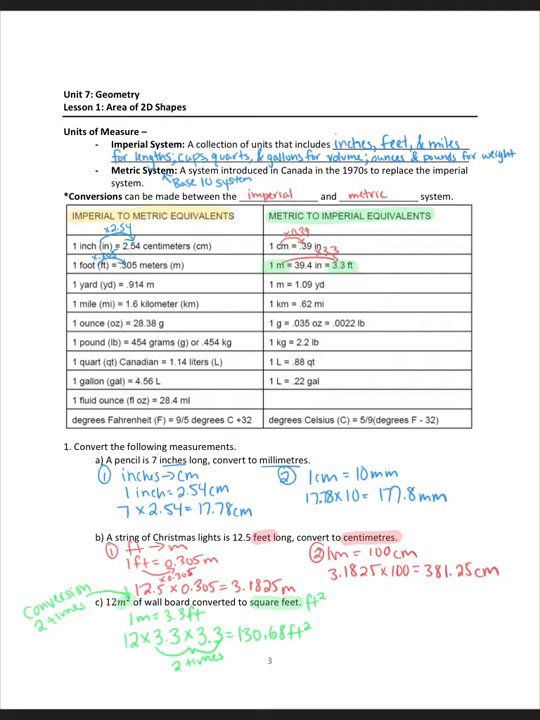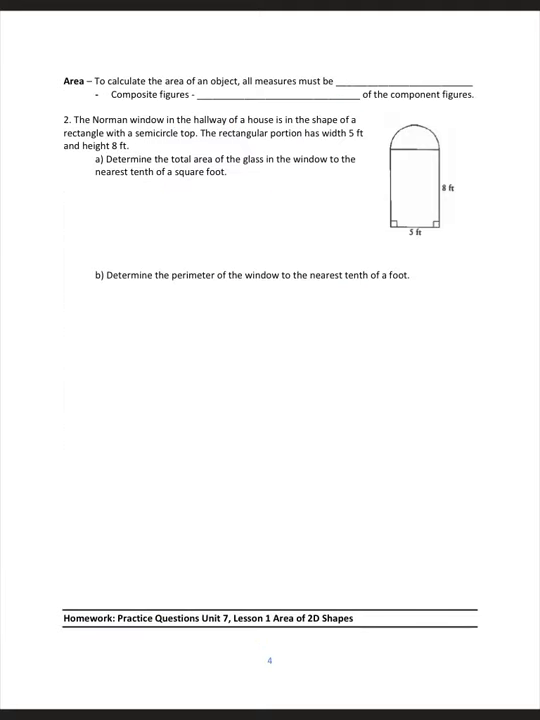All right, let's switch gears a little bit and look at some area stuff. So we're looking at composite shapes for this note. To calculate the area of an object, all measures must be in the same units. And for composite figures, we're going to add the area of the component figures. So we'll look at an example here, and that'll be it for your notes for today.